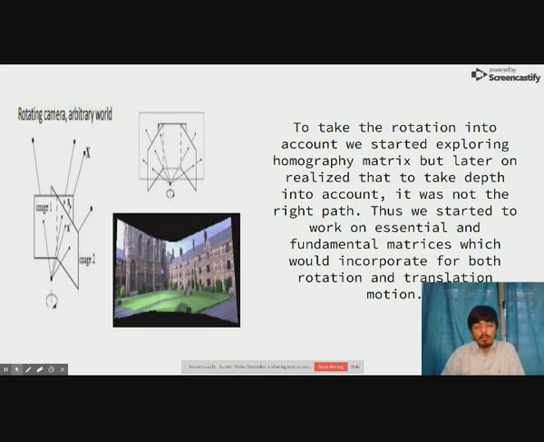There were majorly three problems. One being that we were not able to take depth into account. Since this is a 3D reconstruction, we needed to take the depth into account. Second, multiple viewpoints. Because of different cameras, we were not able to take multiple viewpoints. Also, the panorama that we were getting was rectilinear, which had to be converted into a cylindrical one.